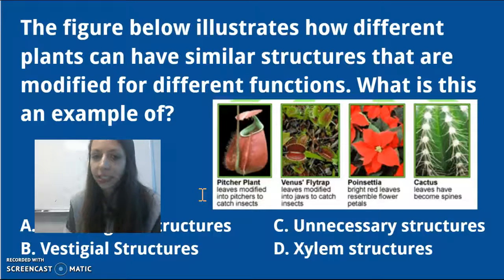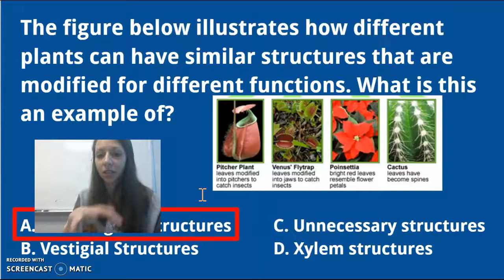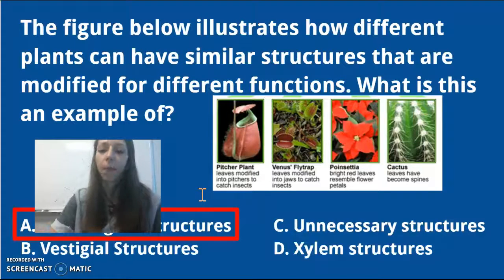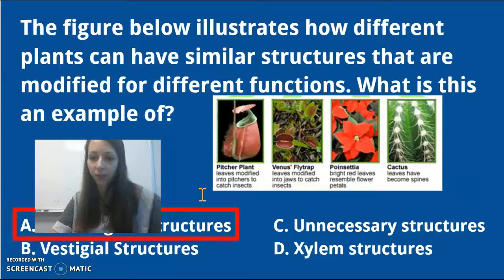The figure below illustrates how different plants can have similar structures that are modified for different functions. What is this an example of? Take a second to read the answer choices. Homologous structures. Now, remember, we see this example a lot with the bones in a bat and a human, but homologous structures are similar structures modified for different functions.